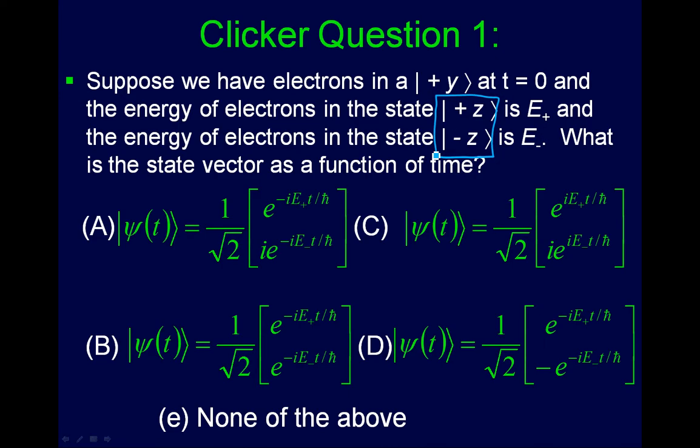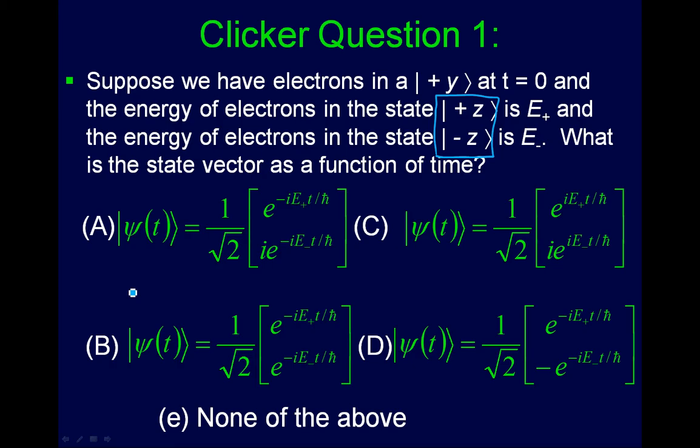So step two is to write your vector, the positive y, in terms of these energy eigenvectors, and then time evolve it by multiplying by this complex exponential term. So give this a try. These are four options for the state vector as a function of time. See which one makes sense to you, and then we'll talk about it, and hopefully we'll get to the same answer.